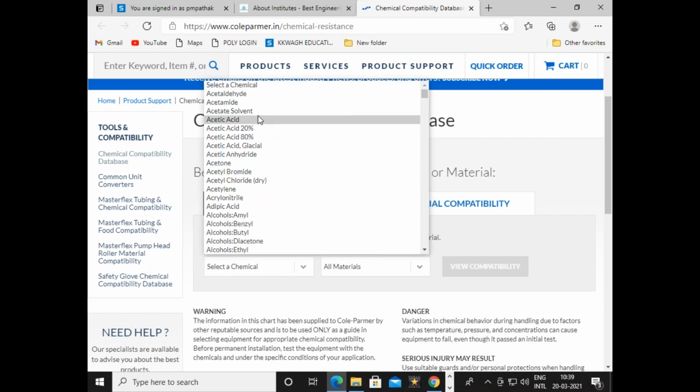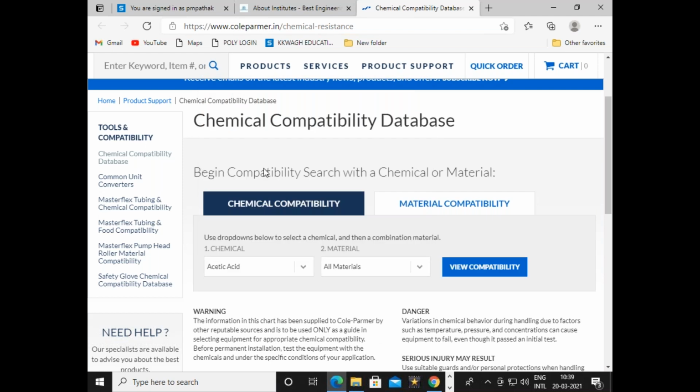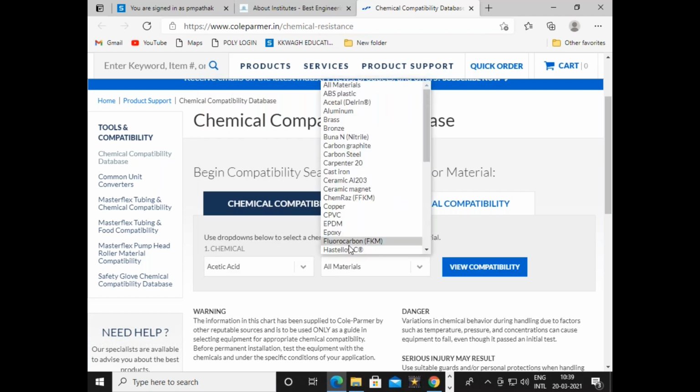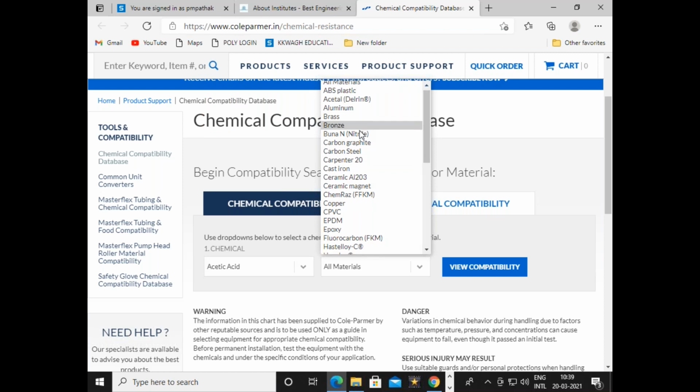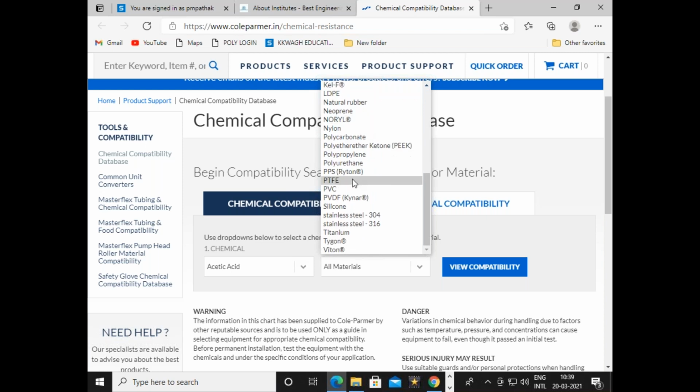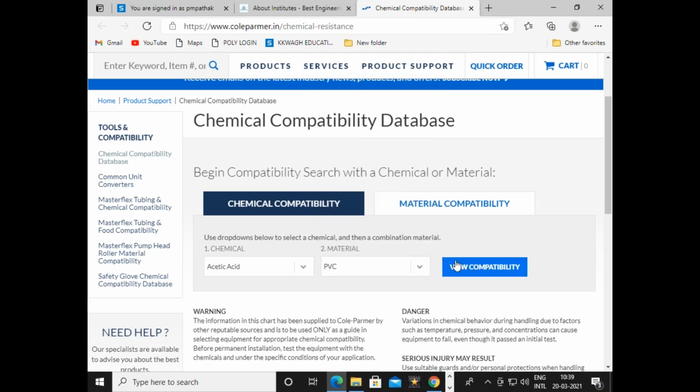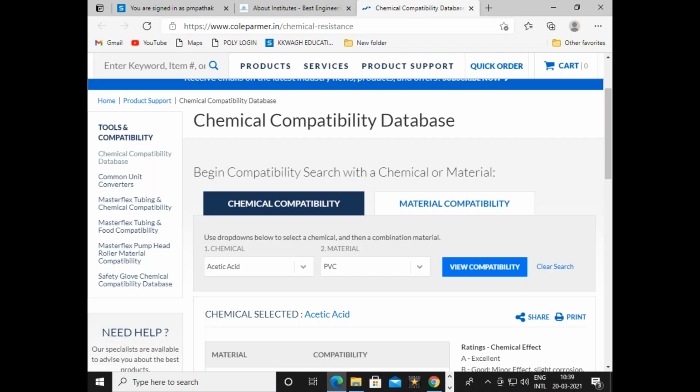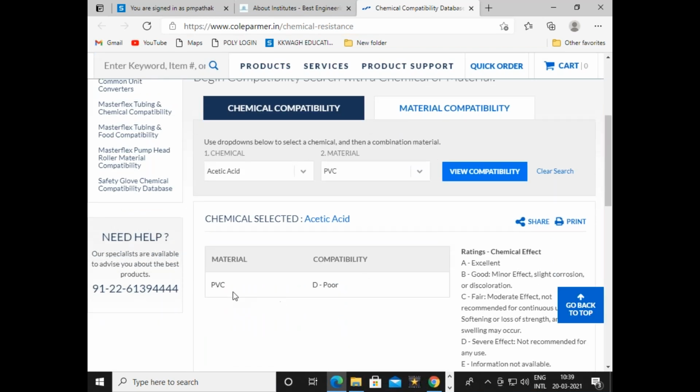Suppose for example, this is acetic acid, and now this acetic acid, whether it is compatible with other products or not. So we can check a different product like PVC, suppose. Check this one, view compatibility. Now here it is clearly mentioned that this acetic acid is not compatible with the PVC, polyvinyl chloride.